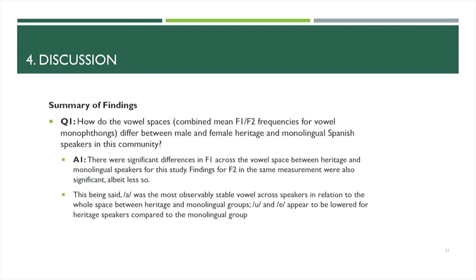And the differences according to the statistics that were performed were significant for F1 across this vowel space, and then findings for F2 in the same measurement were significant, albeit less so. That being said, A was the most stable vowel across these speakers in relation to the whole space, and then U and A were more lowered for heritage speakers compared to the monolingual group.